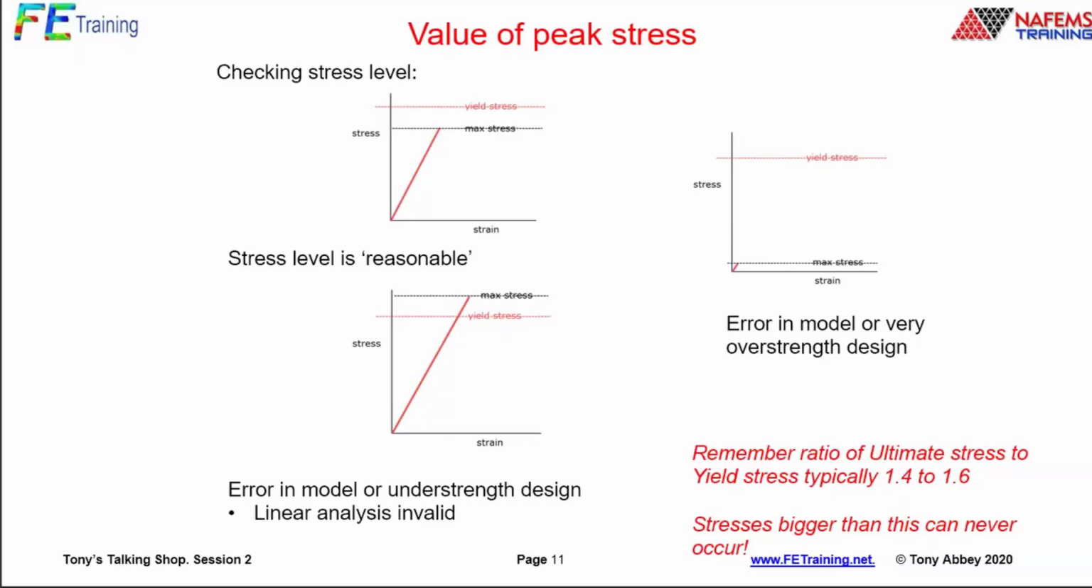So that's where that scaling factor came from originally. The physics is saying we can't get much more than 1.5 to 1.6 times the yield stress, even if we did a nonlinear analysis. So stresses bigger than this physically can't occur. So it's very embarrassing when we report these in the analysis.